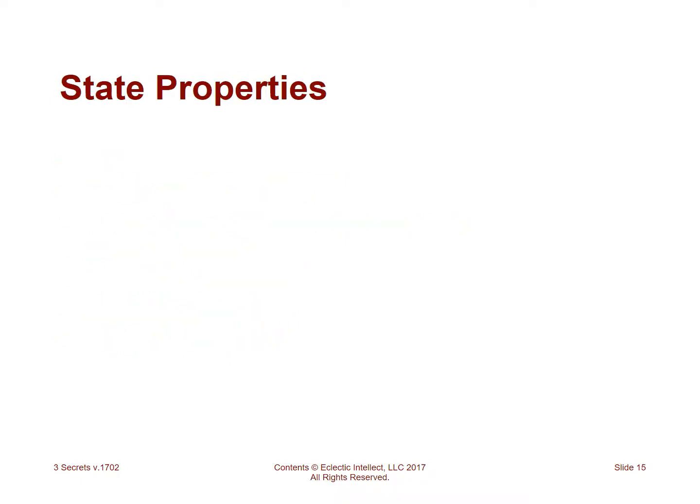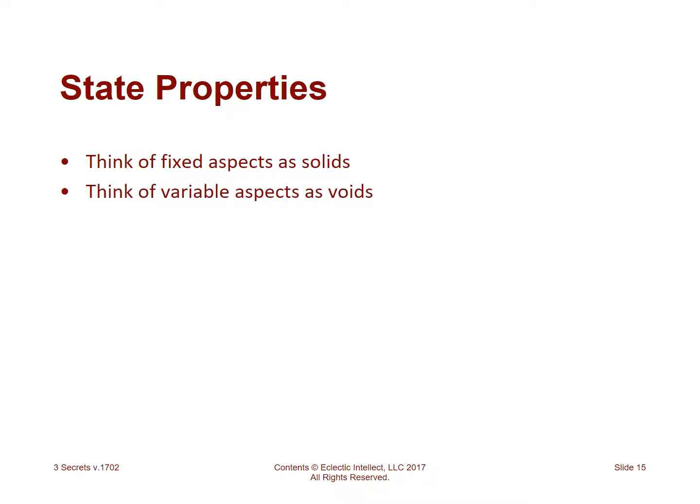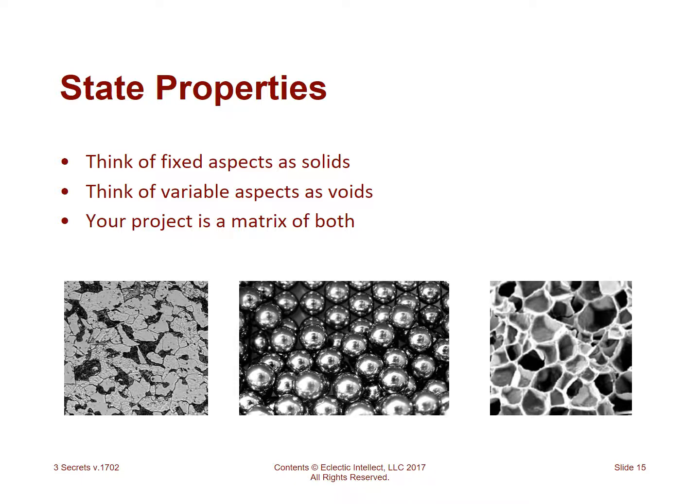Anyway, you can think of these as state properties. If you want to think of fixed aspects as solids and the variable aspects as voids, you can then think of many kinds of different materials and create analogies in your mind between a project and the type of material. So on the left, we've got a type of steel, probably a stainless steel or an acidic steel, and it's a very, very dense material. And when you take a hammer and you bang on steel, you get a very strong response from it. It rings for a while, and it doesn't generally move around and squish and wiggle. It has to be really, really hot to do that.